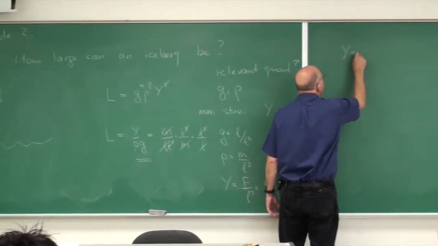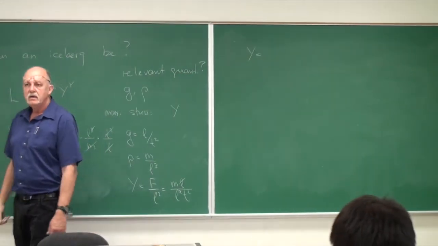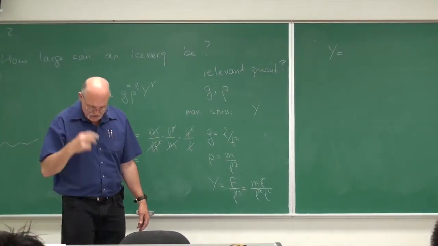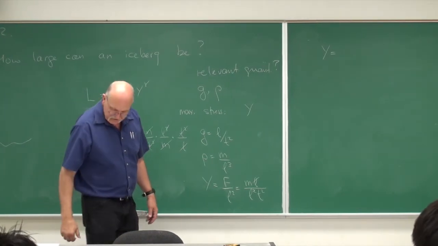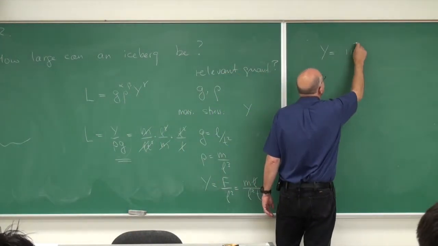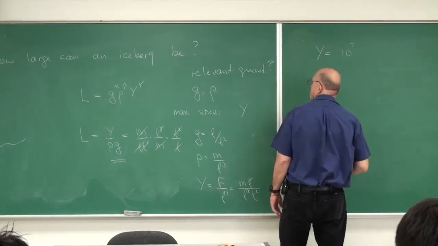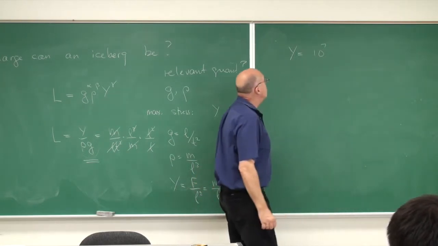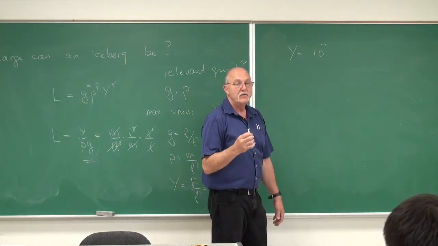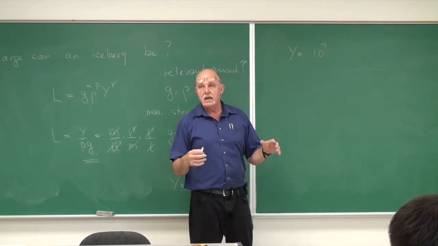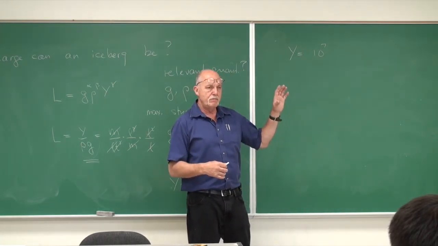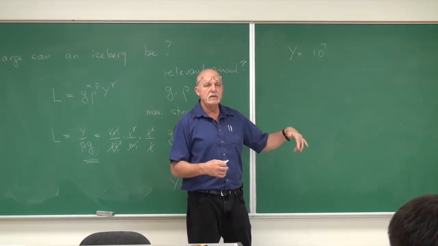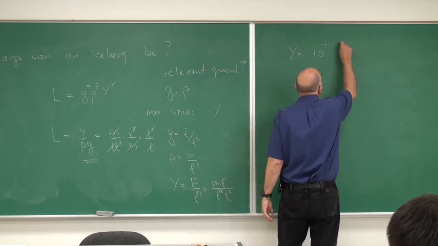So what is Y for ice? Okay, so we don't know. You have to look it up. And if you look it up, you get 10 to the 7. And the units are again force per area. And force per area is just pressure. And usually we use Pascal for the SI unit of pressure. It's newtons per meter squared, of course, but we call it Pascal.